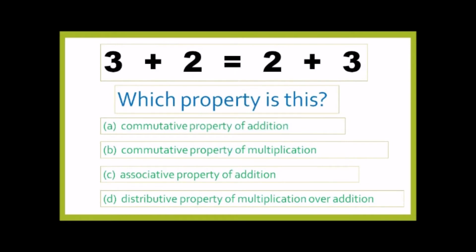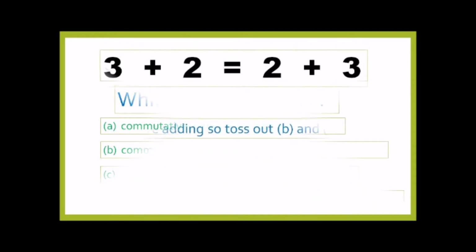Okay, next one. 3 plus 2 is equal to 2 plus 3. Which property is this? Is it A, commutative property of addition, B, commutative property of multiplication, C, associative property of addition, or D, distributive property of multiplication over addition? Don't let the big words confuse you. Remember what commutative is, what associative is, and what distributive is. So see if you can come up with an answer by looking at the definitions. We will reveal the answer to you shortly, but try and figure it out first and see what you get.